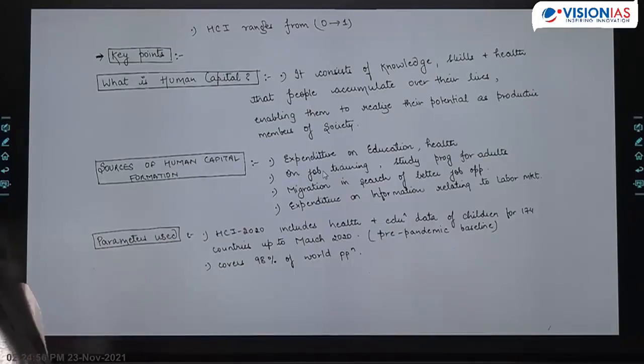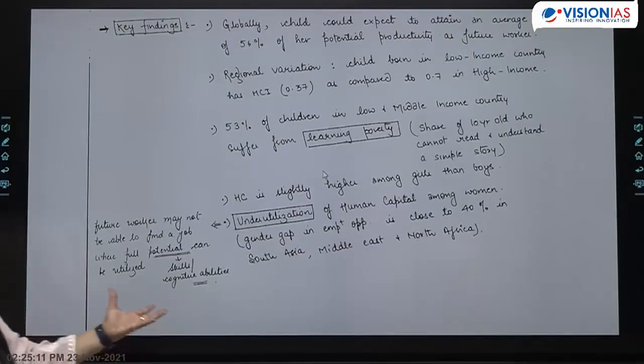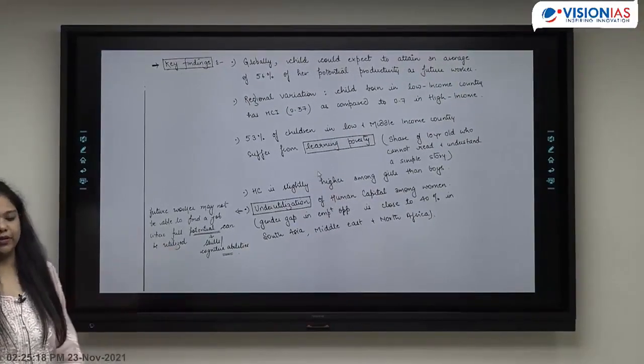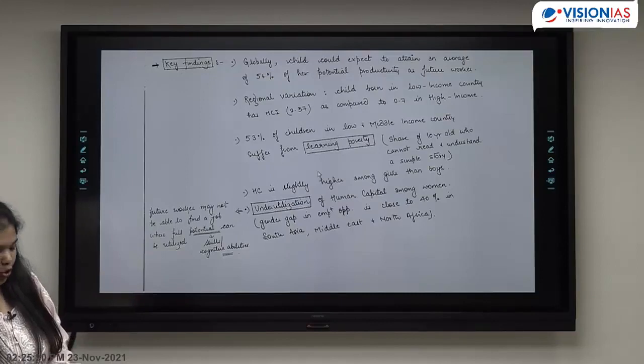So expenditure on education, health, job training, migration, expenditure on information related to the labor market, everything is nothing but a contribution to the formation of human capital. These are certain key findings, as far as अगर human capital index report पे question आ जाए जैसे MPI पे आया था तो ये हो सकता है. ठीक है. So it is expected that globally 56% of the children will achieve their productive potential. Regional variation exists with respect to high income countries and low income countries.